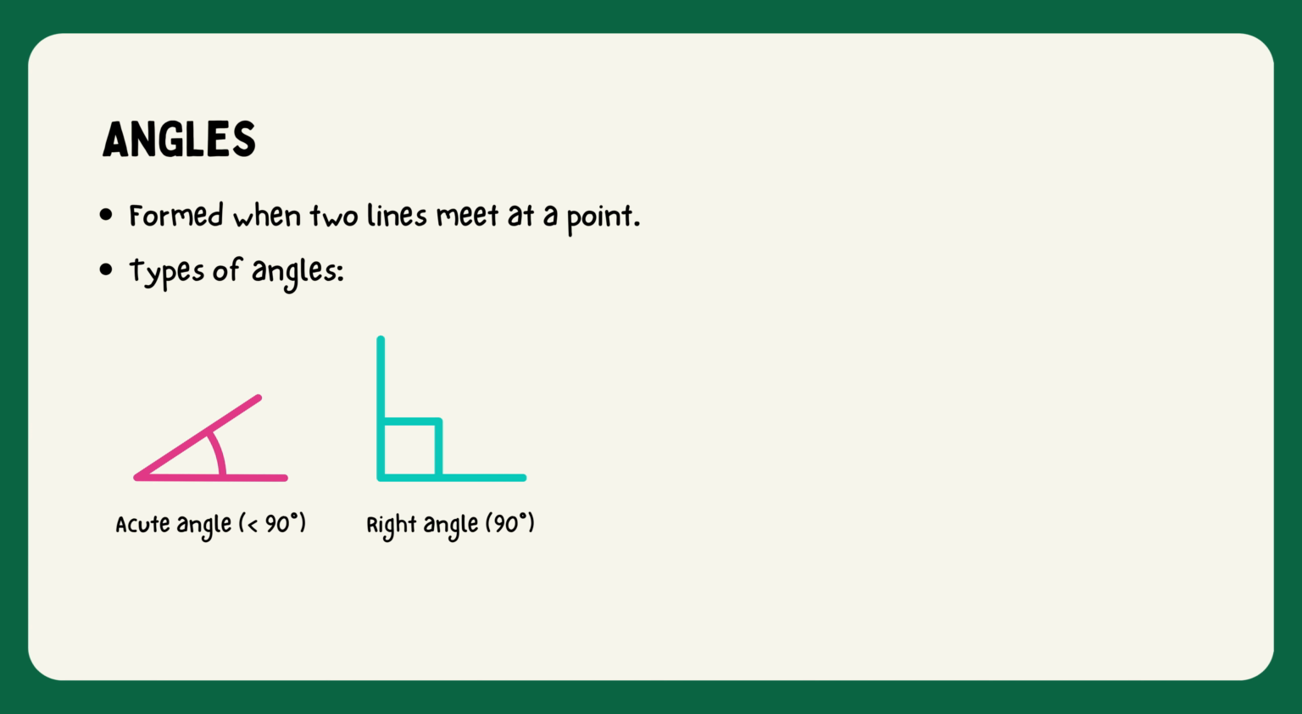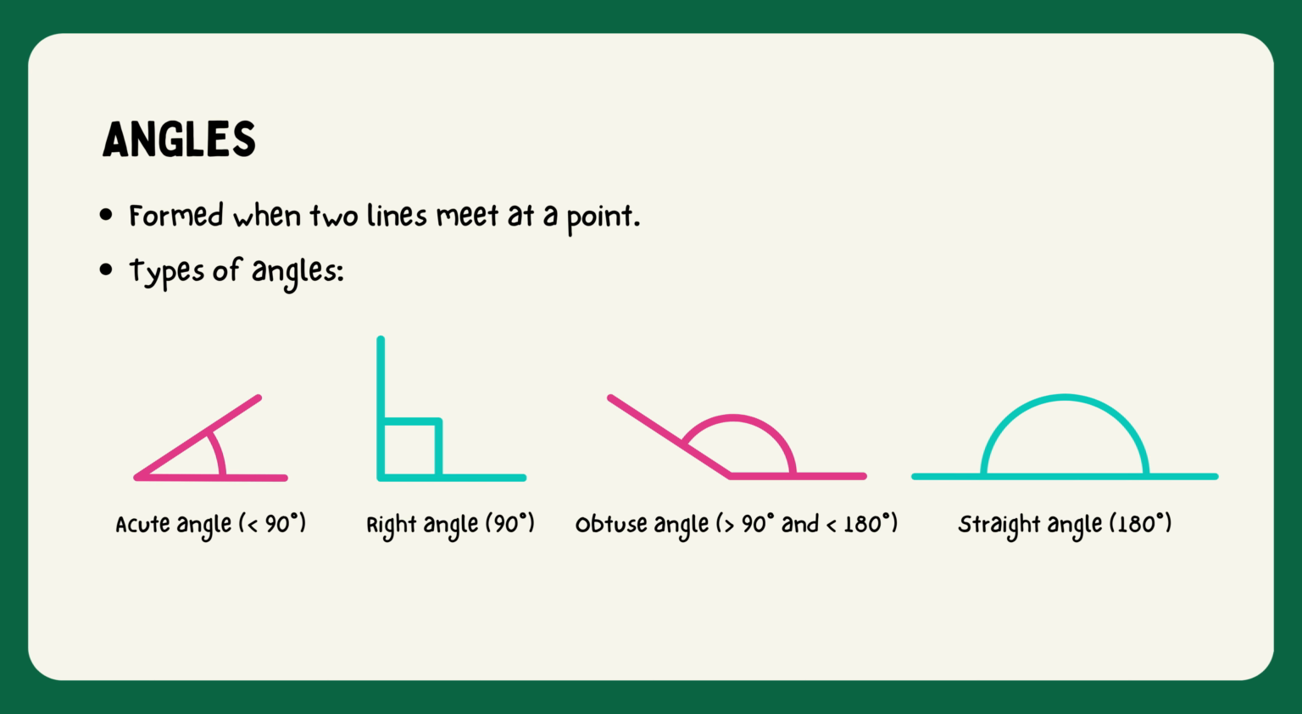Then the third angle we'll be looking at is the obtuse angle. Those are angles that are greater than 90 degrees but less than 180 degrees. The fourth angle we will be looking at is a straight line, also called angle on a straight line, meaning an angle that is exactly 180 degrees. Finally, the last angle is the reflex angle. These are angles greater than 180 degrees and less than 360 degrees.